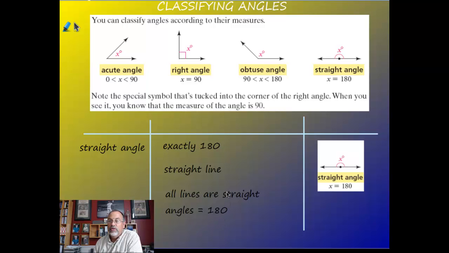Again, in order to determine the value of x, we need to establish relationships. And relationships are established by definitions, postulates, or theorems. Here's a very important definition: any straight line you see can be translated into x equals, or the angle equals, 180. So this is what you would see when you're talking about a straight angle.